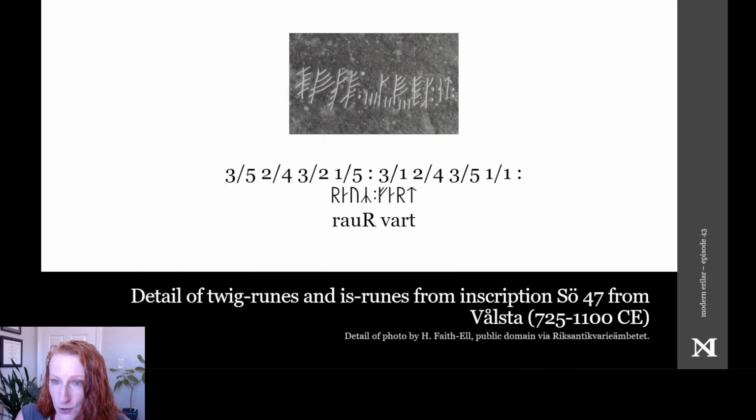On the Volstestone, on the other hand, we see a combination of twig runes and is runes, but the principles are the same, and this inscription is back in Scandinavia, written in a younger Futhark, where the aets are again 3-2-1.